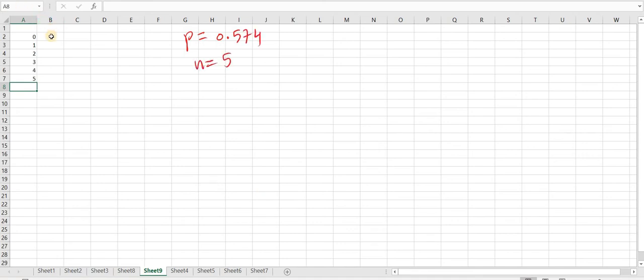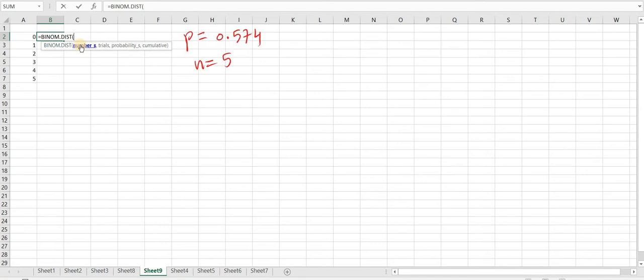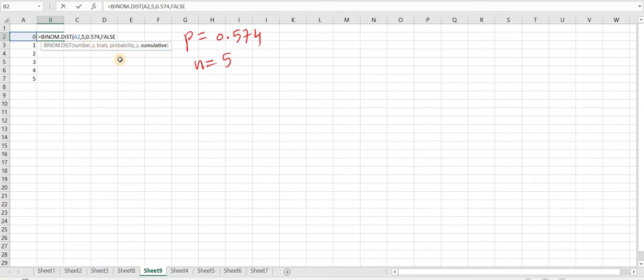So now I'm going to build a table based on this information. Equals binom dot distribution of the numbers, means you're going to click on 0, comma, the trials, we have 5, comma, the probability is 0.574, comma, false. For the binomial distribution, you're going to always say false because we want to find the probability of each number individually. And then you're going to go back and populate.